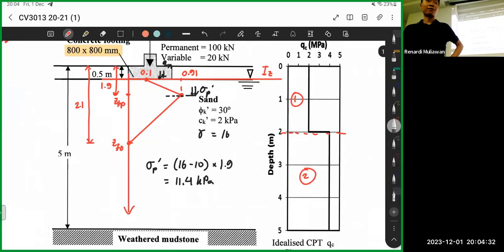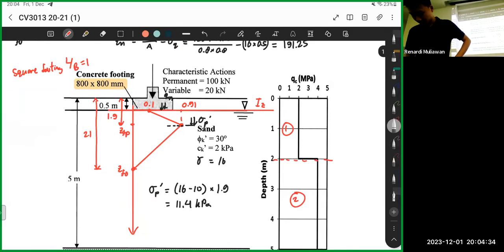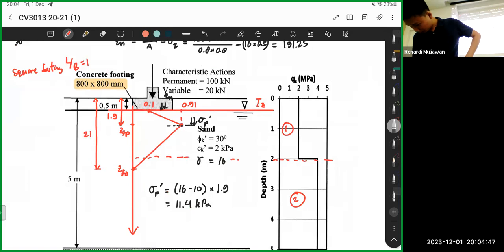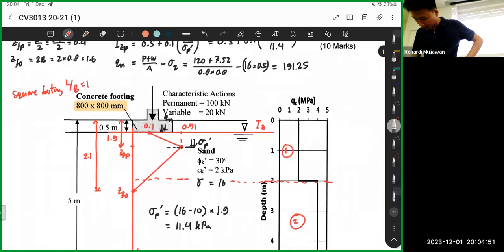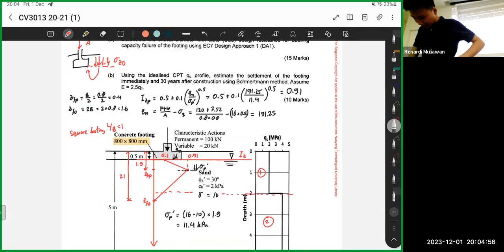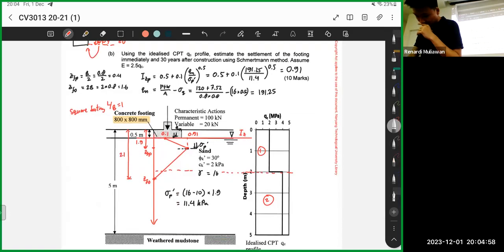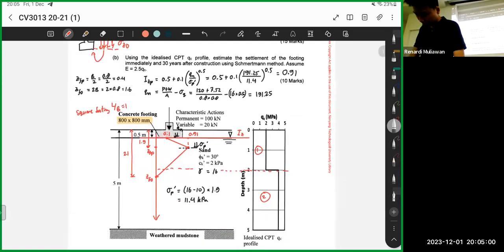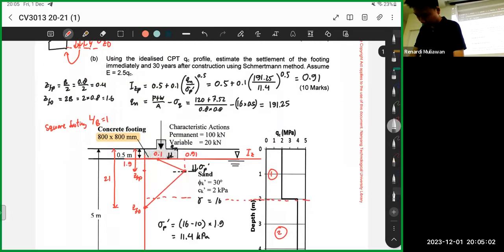And if you see the depth of influence, you need to check also. It means layer 2 only has a portion. It's like that much. Okay, so now what's next? Estimate the settlement of the footing immediately and 3 years after excavation.